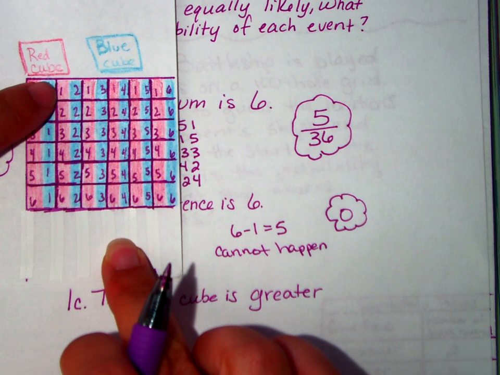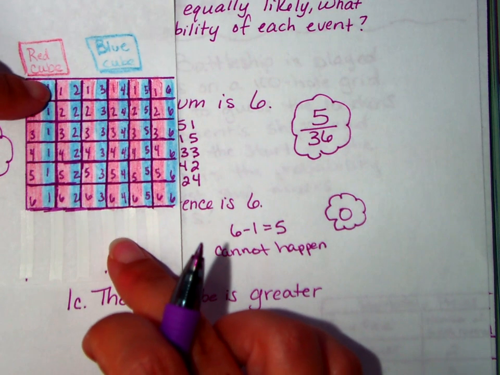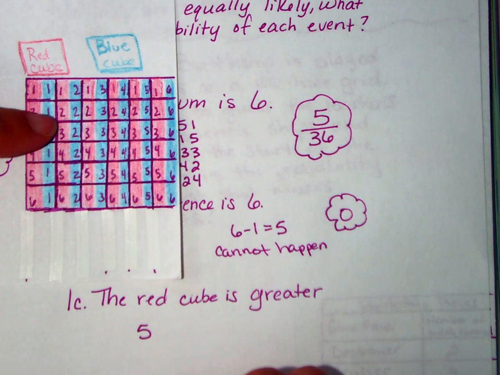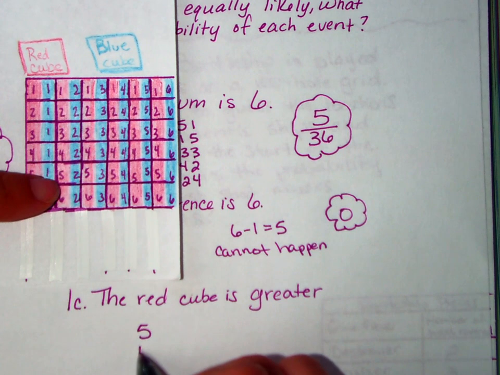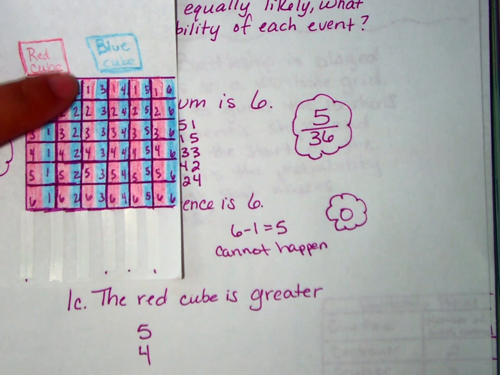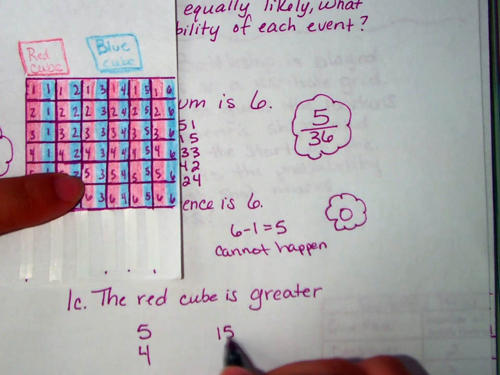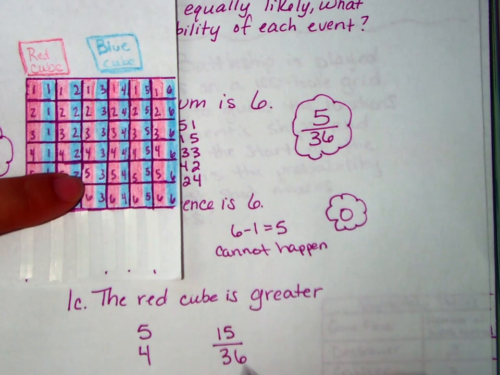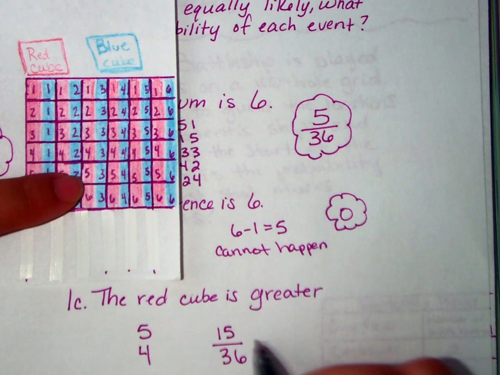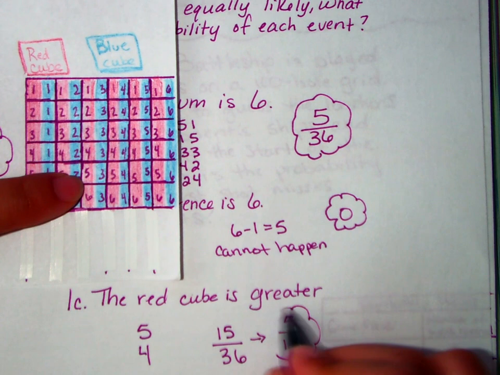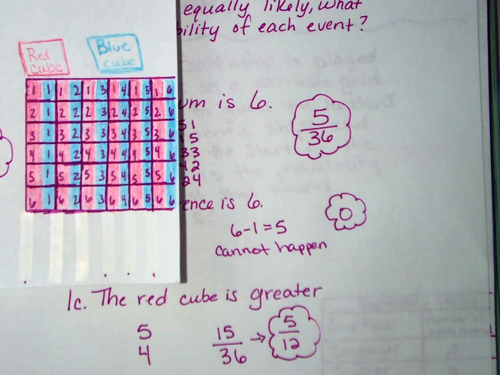In the second row, when blue is 2, everything is greater except for what? 2 over 2, 1 over 2, 4. Okay, the third one, and we're going to continue to see which ones are greater. You're going to have 15 of them over 36, and you can reduce that to 5 over 12. Okay, all right.